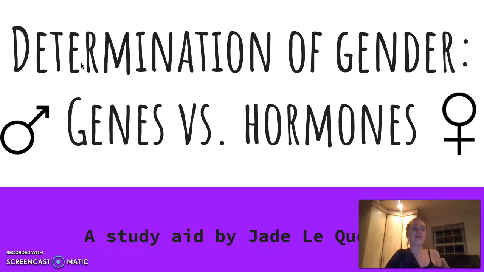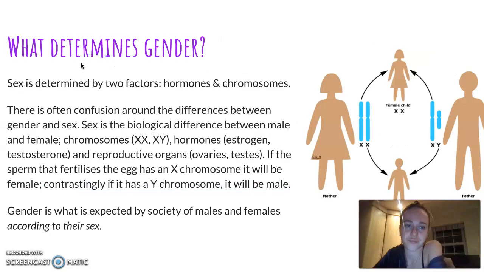For my study aid for the reproductive system, I decided to choose the determination of gender, genes versus hormones, with the male sex symbol and the female sex symbol. So what determines gender? Sex is determined by two factors, and that's hormones and chromosomes. So biologically, here we're talking about sex.